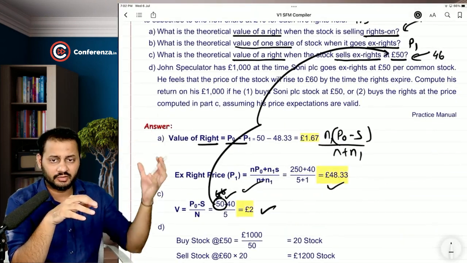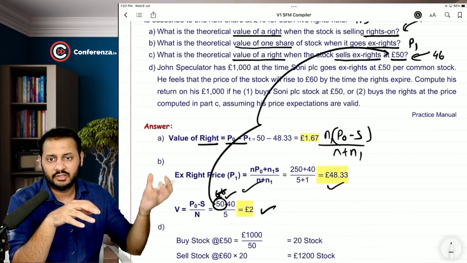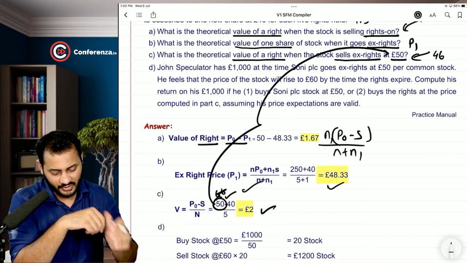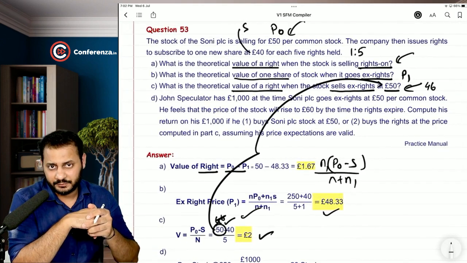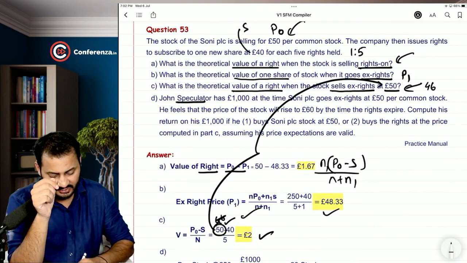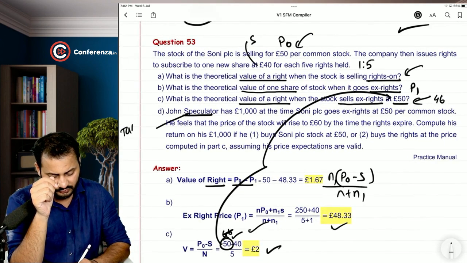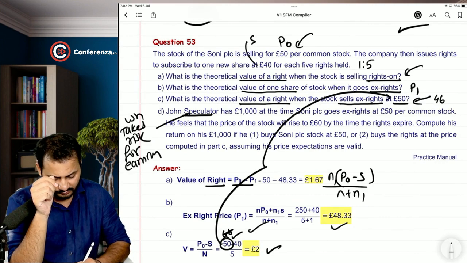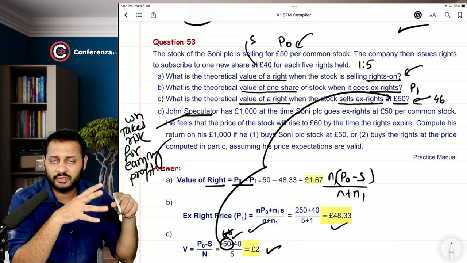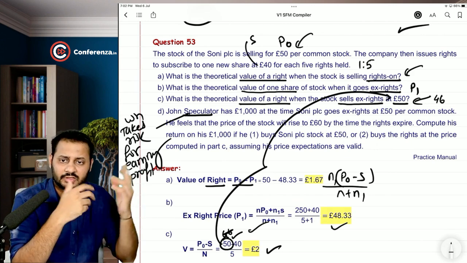So you have reached three different points: value of the right, X right price, and again value of the right. The fourth one is interesting. Have a look. John is the speculator. Now, what do you mean by the speculator? Speculator is someone who takes the risk. Underline this word and write down. Who takes risk for earning profit. Risk means he can have losses also. He is taking the risk for earning the profit, but he may end up in losses also. So that's what the risk is.